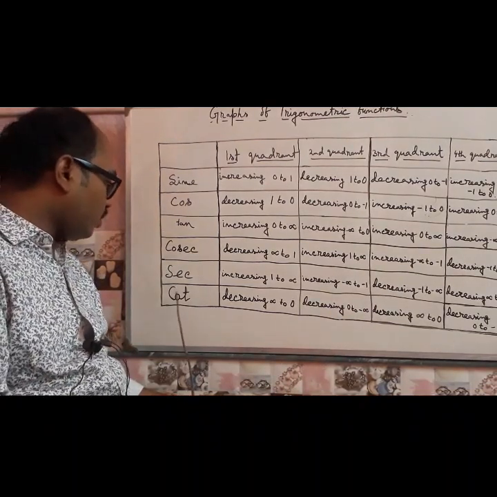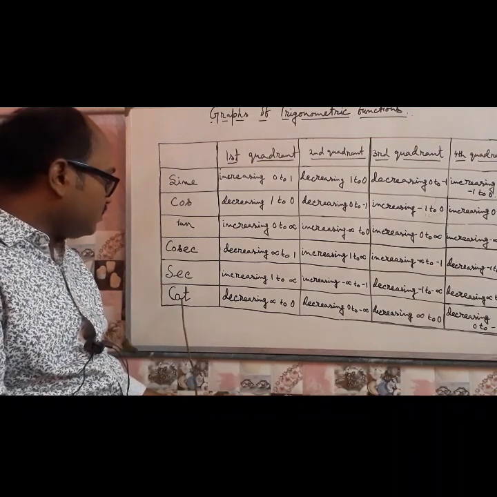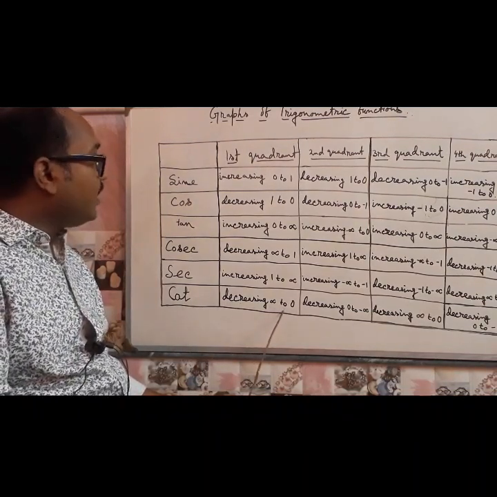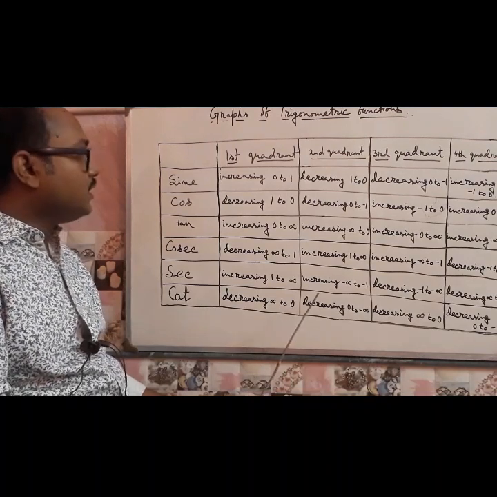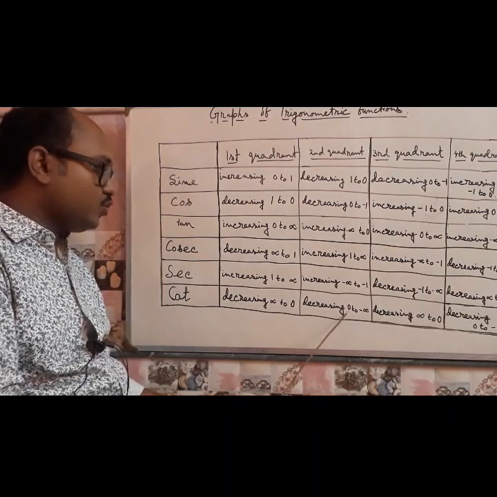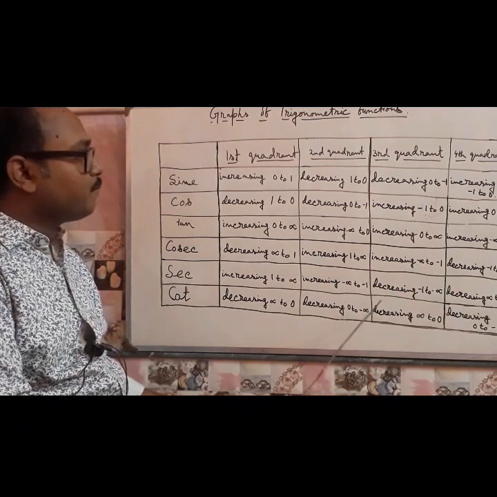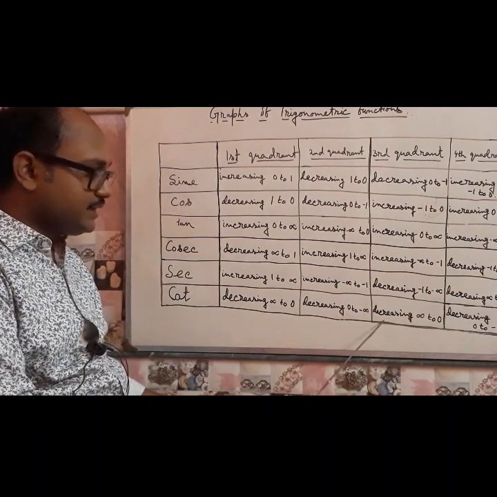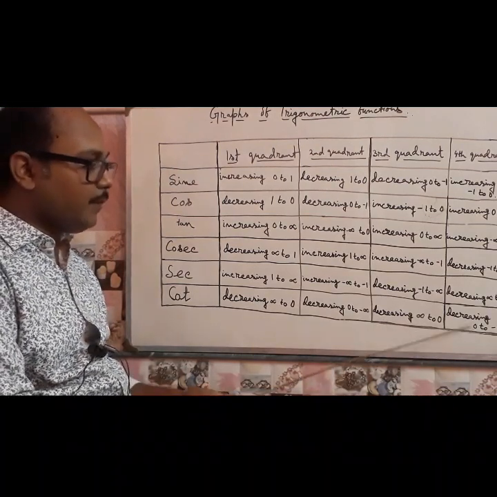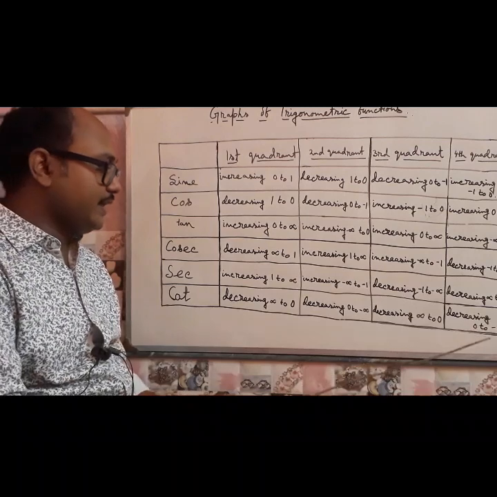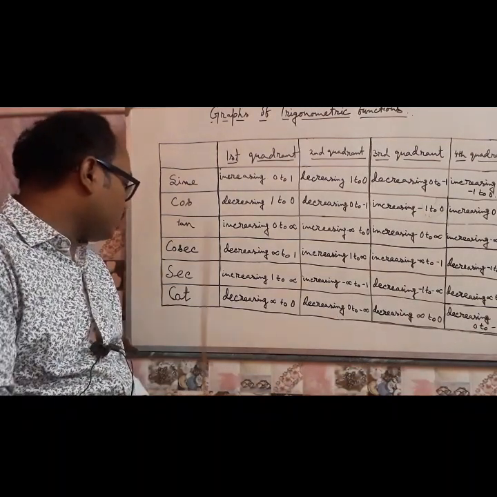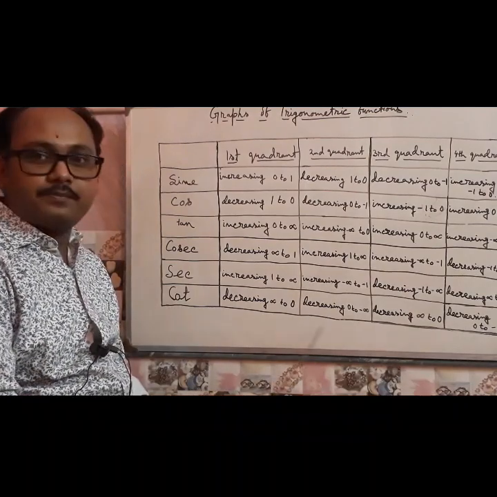And lastly for cot, the values are decreasing from infinity to 0 in the first quadrant. In the second quadrant, it is decreasing from 0 to minus infinity. In the third quadrant, again it is decreasing from infinity to 0, and in the fourth quadrant it is decreasing from 0 to minus infinity. That means in the second and fourth quadrants, the values of cot are negative.